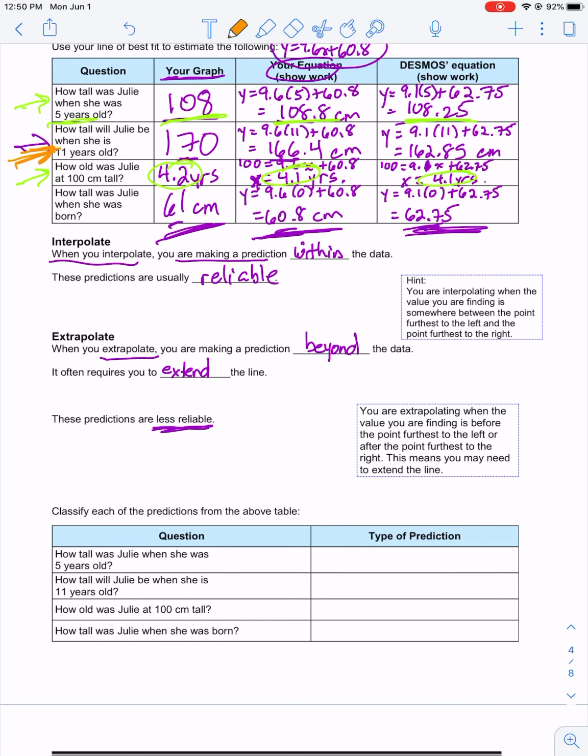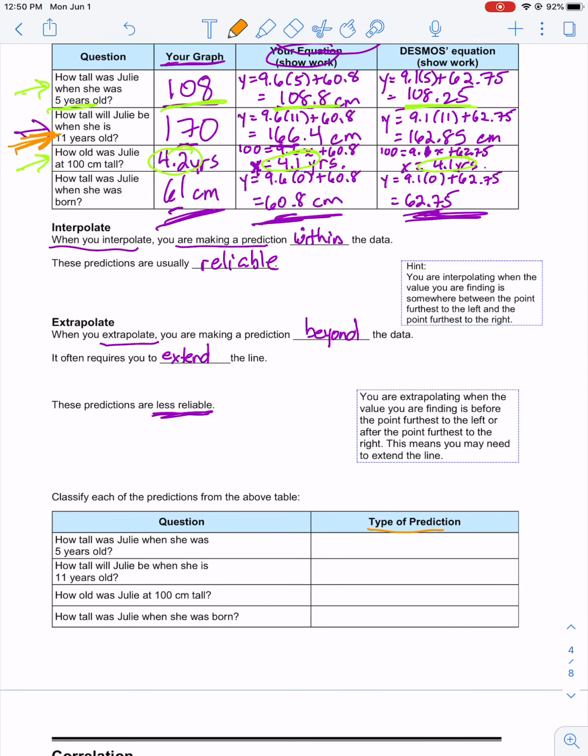Okay, so how tall was Julie when she was 5 years old? What type of prediction is that? That was interpolation. How tall will Julie be when she is 11 years old? That's extrapolation. How old was Julie at 100 centimeters tall? That was interpolation. That was inside the box. And how tall was Julie when she was born? That's extrapolation because that was outside the box. There was some stuff about interpolation and extrapolation in the online activity as well, but hopefully you understand it a little bit better now.